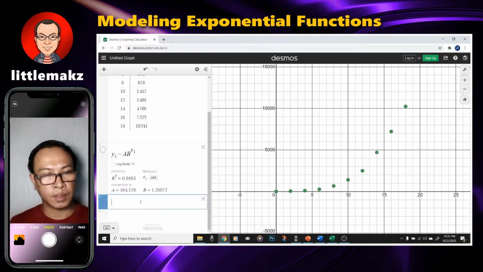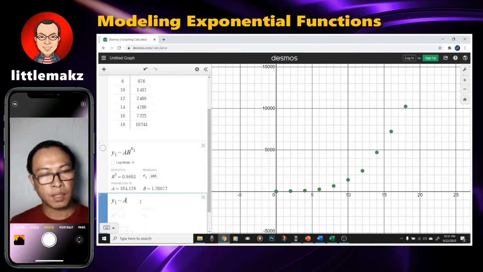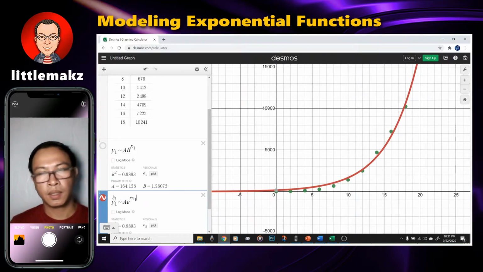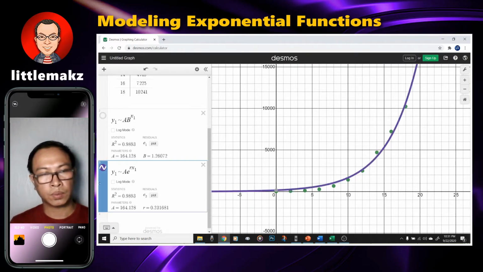And then another one is the exponential function with e. A is going to be multiplied by e raised to the rx power, and this is the exponential regression function. So I'll change this to purple to see the distinction between the two. So they almost have the same graphs as you see. However, they differ in the values of your b. I mean, later on I'll tell you why.